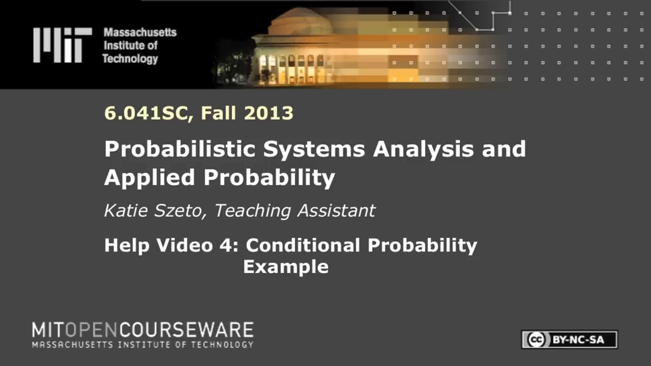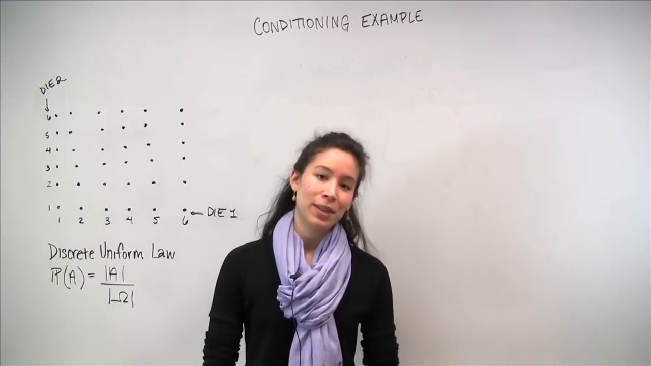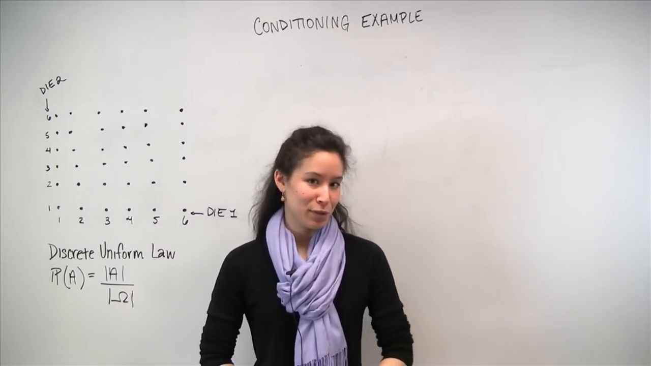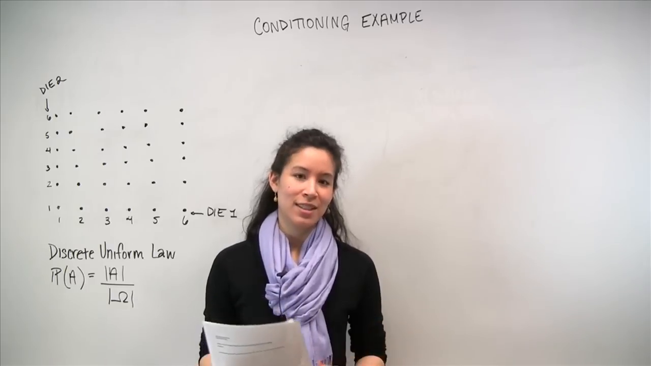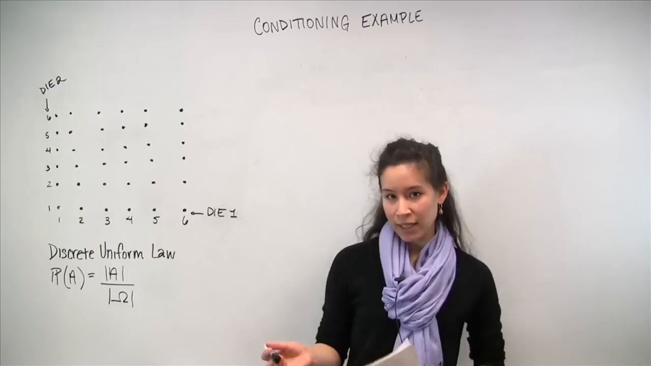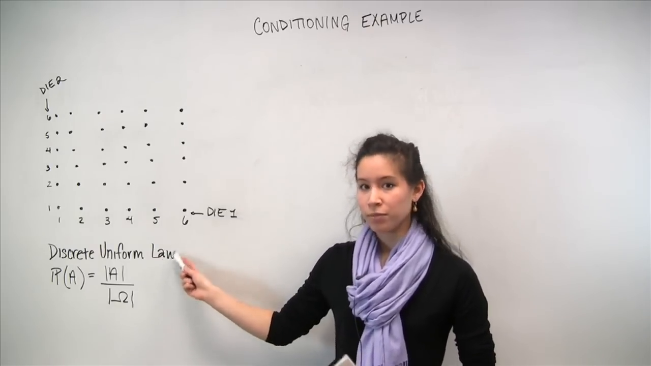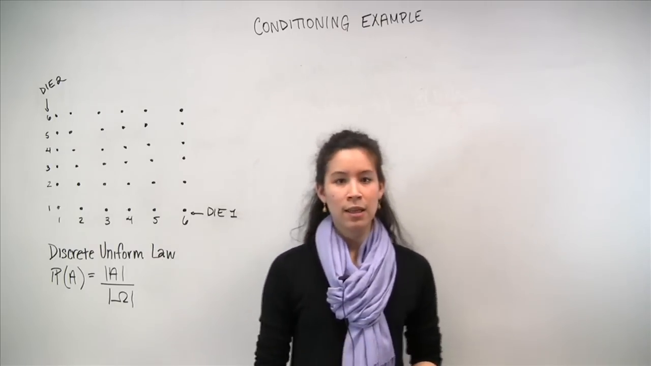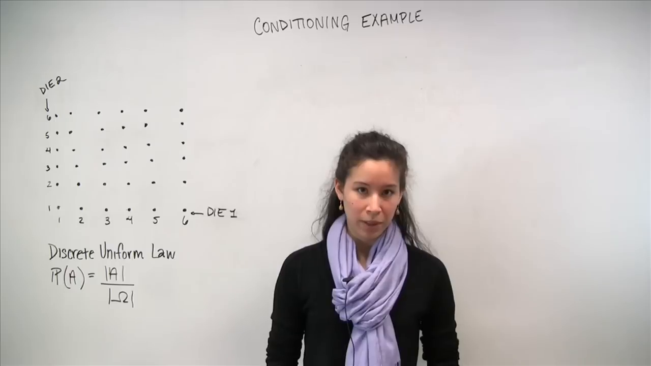Hi, today we're going to do another fun problem that involves rolling two dice. If you happen to frequent casinos, this problem might be really useful for you. I'm just kidding, but in all seriousness, this is a good problem because it's going to remind us how and when to use the discrete uniform law. Don't worry, I'll review what that says. And it's also going to exercise your understanding of conditional probability.